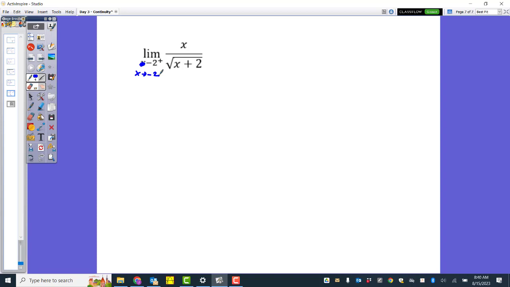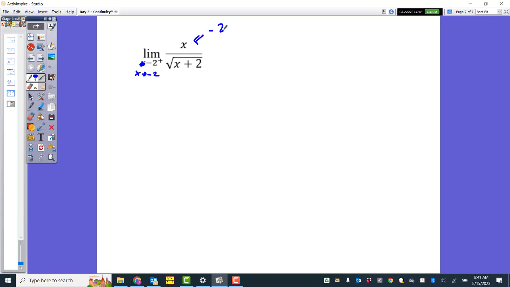So let's think about what's happening. On the top, as we approach negative 2 from the right, we're getting closer and closer to negative 2 on top. On the bottom, we're getting closer and closer to 0. So that means we're going to have negative 2 divided by 0. Well, that's undefined. But what we need to think about is what the graph is doing there.